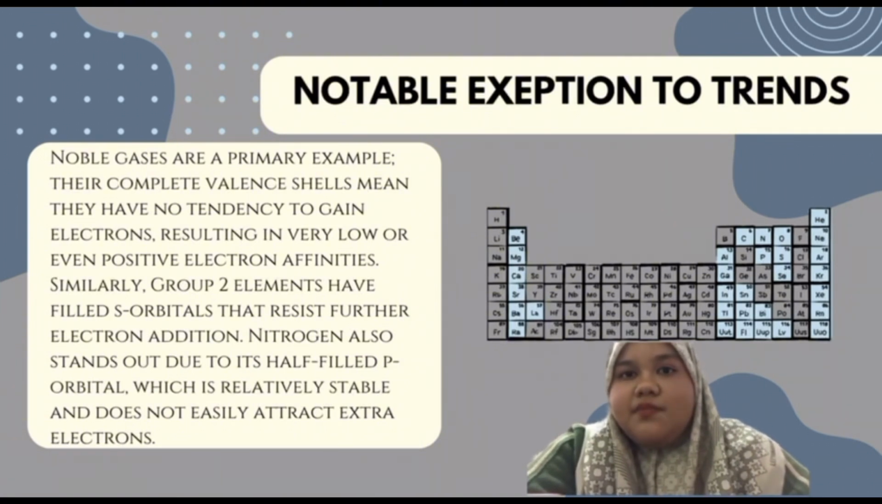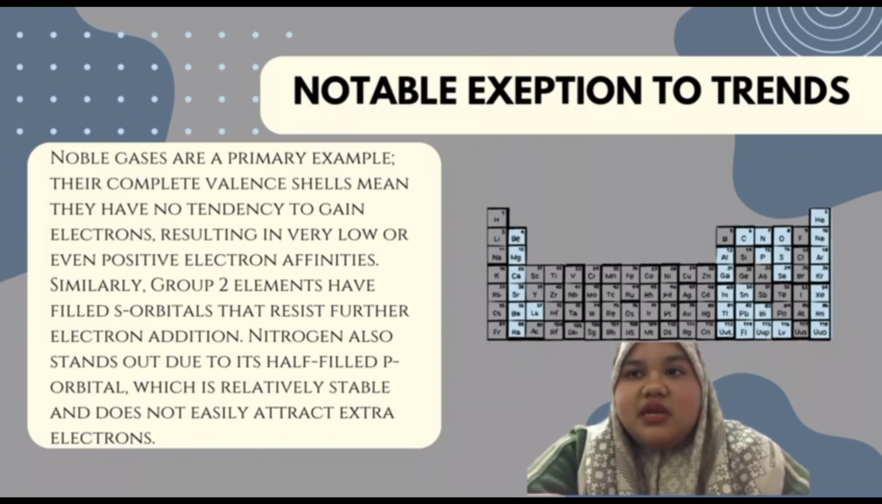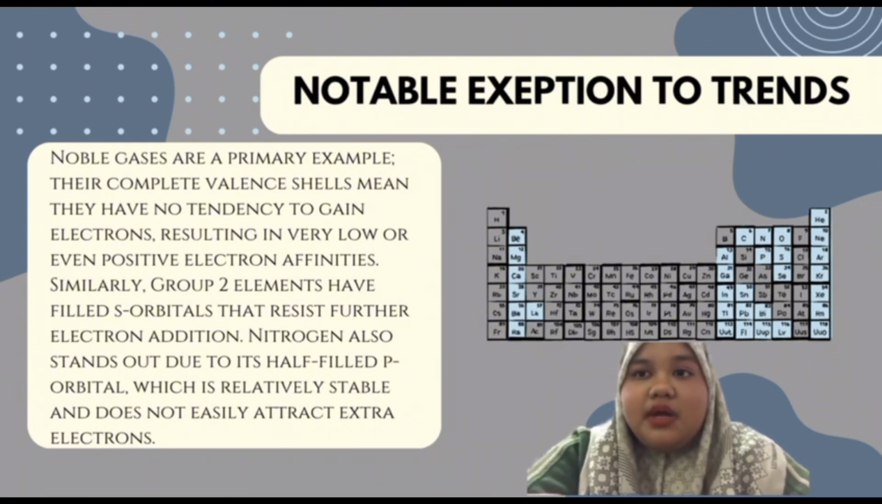Noble gases are a primary example. Their complete valence shell means they have no tendency to gain electrons, which results in very low or even positive electron affinities. Similarly, group 2 elements have filled s orbitals that resist further electron addition. Nitrogen also stands out due to its half-filled p orbital, which is relatively stable and does not easily attract extra electrons.